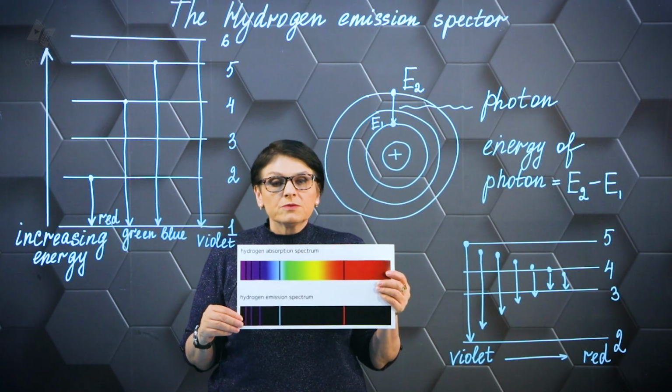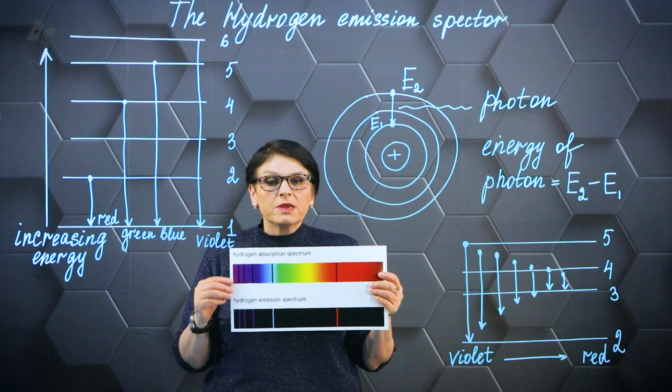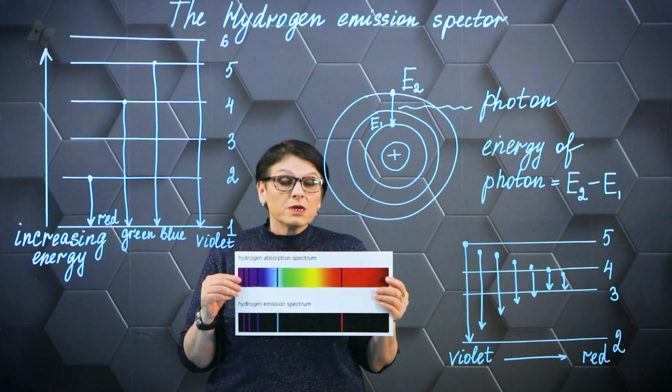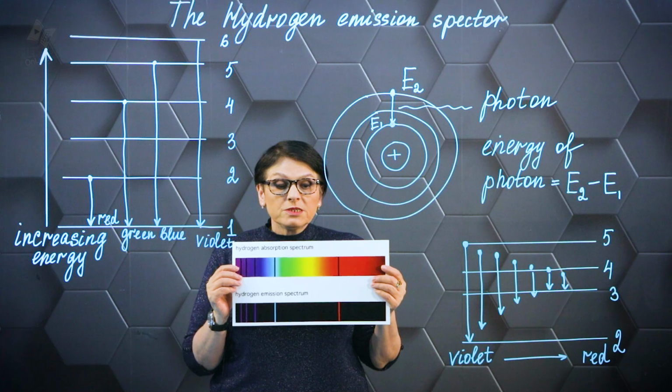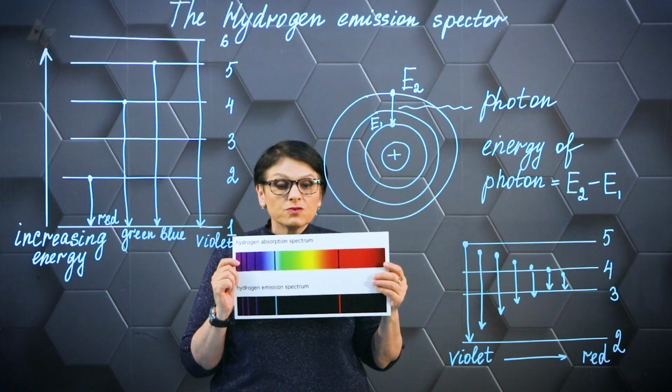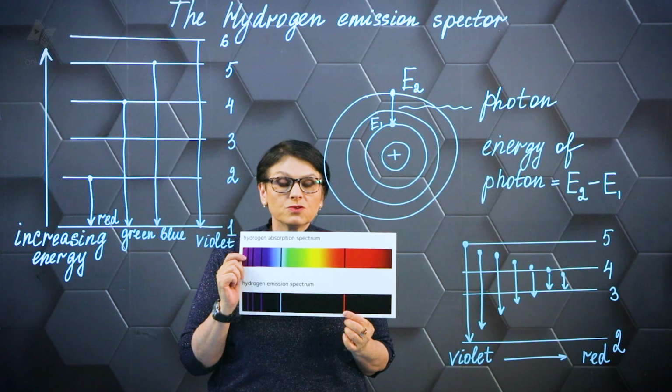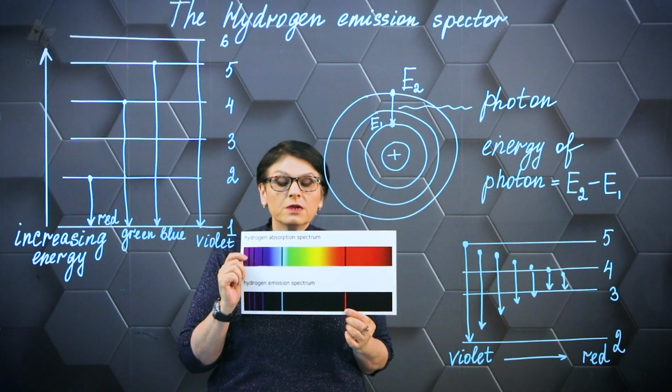Why is this so important? This is because the emission spectrum makes it possible to accurately identify a chemical element, in this case hydrogen. Now let's explain where the lines that you can see in this case come from: red, green, blue, and purple.